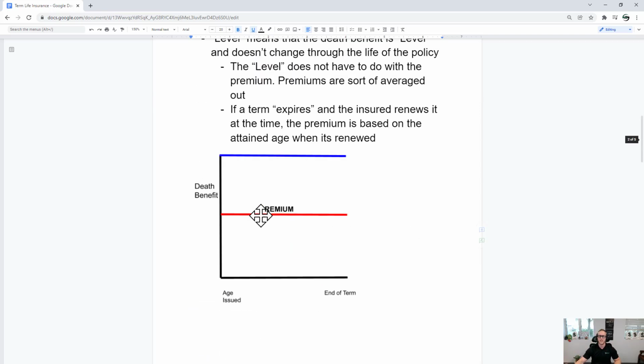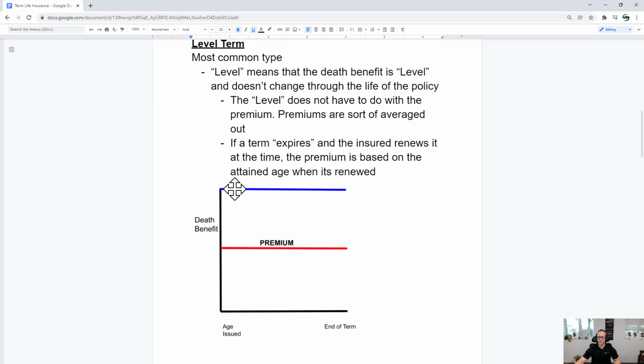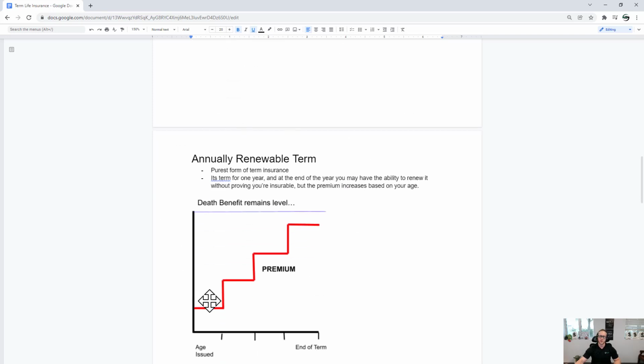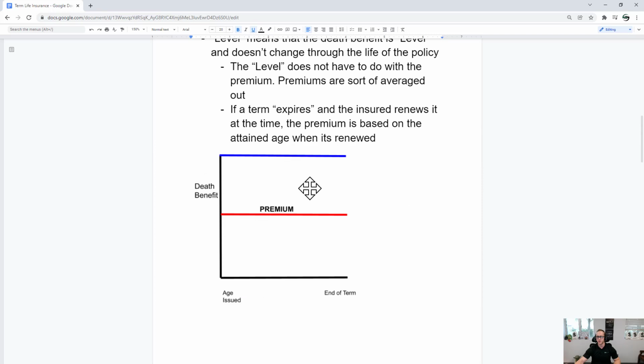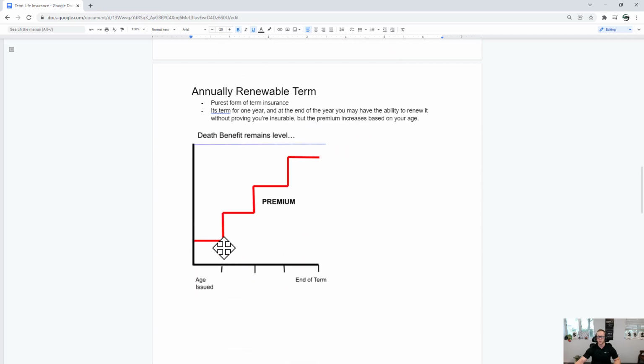for the same death benefit. So if you look at the level term, the death benefit is level, the premium is level, because it's averaged out over the time period of the term policy. Annual renewable term, we're only covering them for a year, and then they have to renew it at the end. Okay, so this, say it's 10 years, they renew at the end of 10 years. At this, they renew at the end of one year.